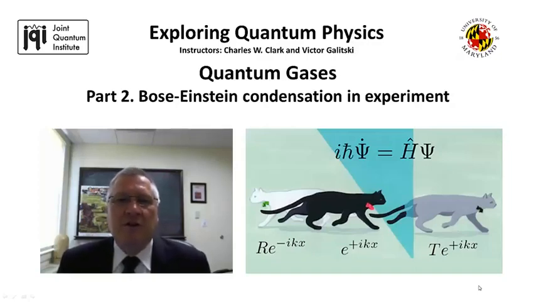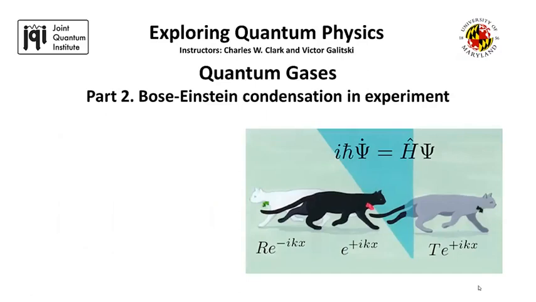I'm Charles Clark. In this part, we're going to look at the experimental development of Bose Einstein condensation. As you saw in the previous lecture, the theory of BEC was developed in 1924, and it more or less lay dormant for about 70 years and then entered an explosive phase of growth, which is still continuing.